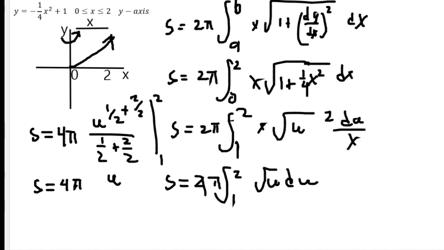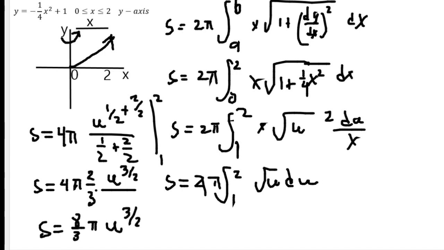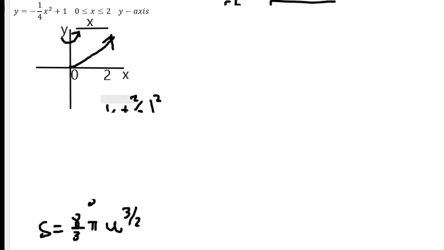And we're still going to plug in the value from 1 to 2. So we got 4 pi here, and we have 3 over 2 here. We can just flip this up. So we got 2/3. And we're still going to integrate it from 1 to 2. So we can just simplify this. We got 8 over 3 pi, u raised to the 3 over 2, from 1 to 2.